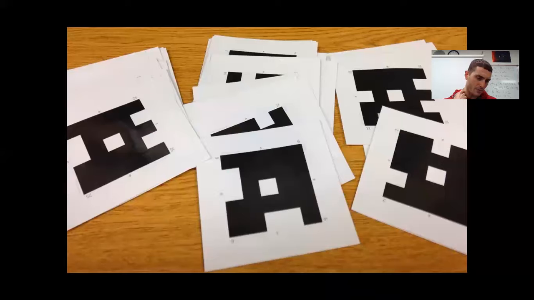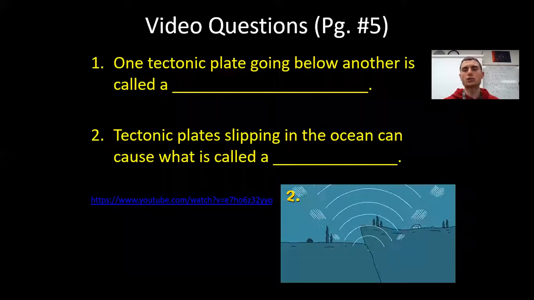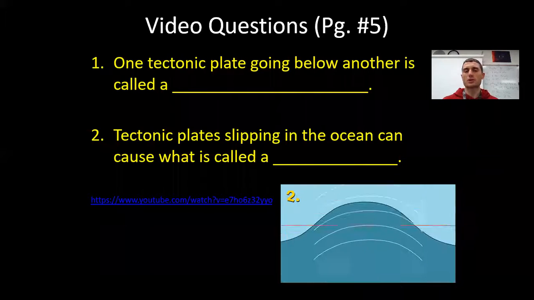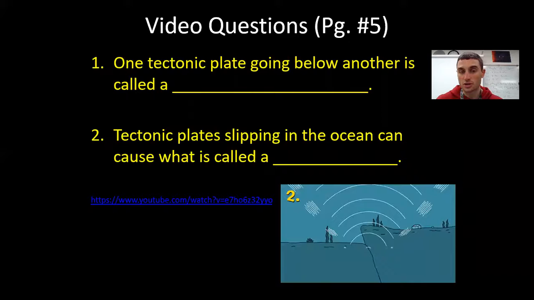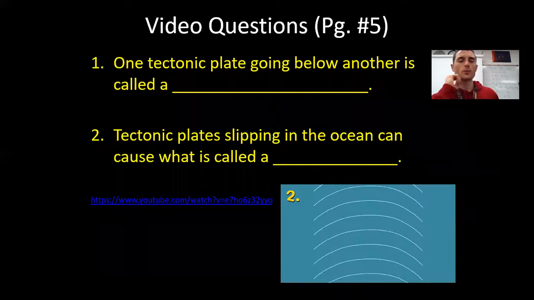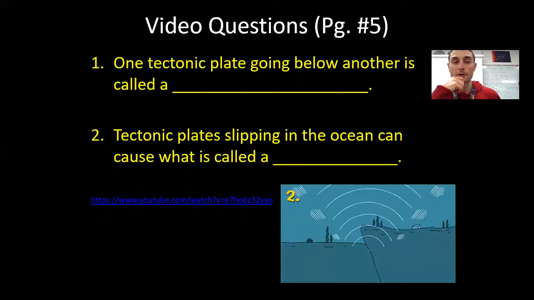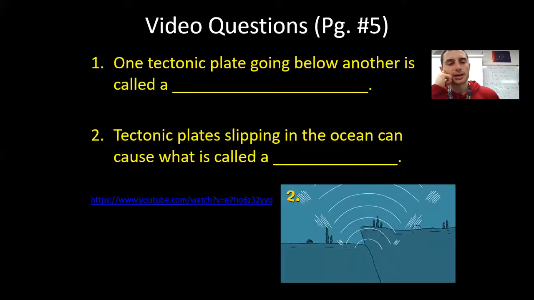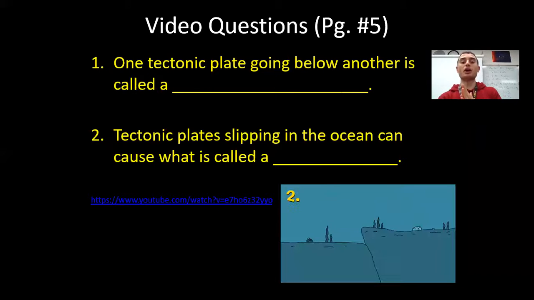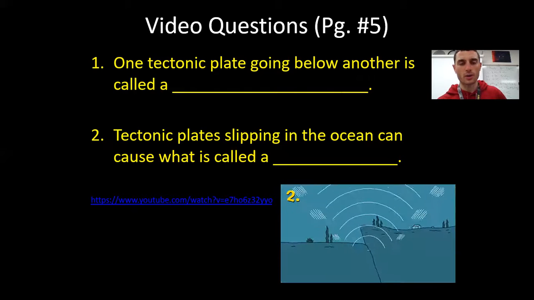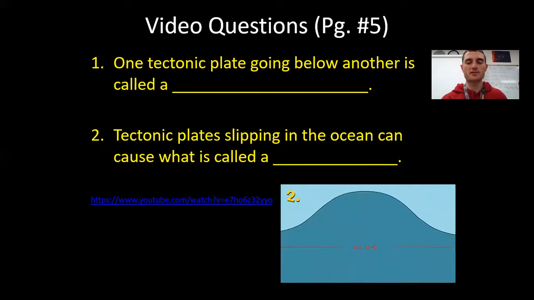Card question. Again, we can't access the Plickers card questions, so we'll go ahead and skip that as well. Do go ahead on page 5, though. I'd like you to write down these 2 questions, these 2 topics, and they're just 1 or 2 word answers. Number 1, when one tectonic plate goes below another, what do we call that? It is called a what? And number 2, tectonic plate slipping in the ocean, not on the land, when it happens in the ocean, we call that a what? Pause the video, write those down on page 5.